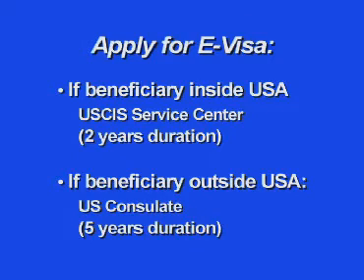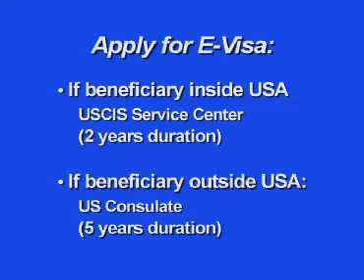In order to apply for an E1 or E2 visa, there are two ways of doing it. One would be through the Immigration Service, the USCIS, if the beneficiary of the petition is present in the United States. Then the application would be filed with USCIS with the service center. If the beneficiary is outside the United States, then the application will be processed through the U.S. consulate. In some countries, there are only specific consulates that process E-visa petitions. For example, in Germany, it is Frankfurt. In the United Kingdom, it is London.